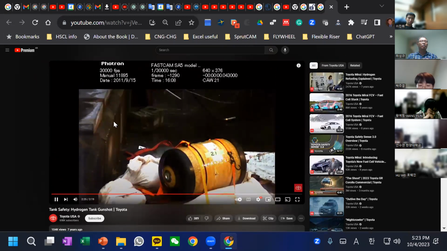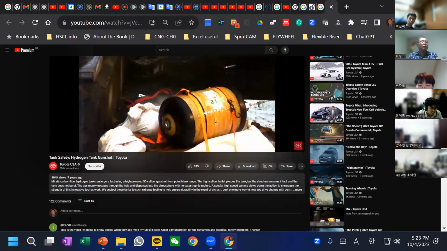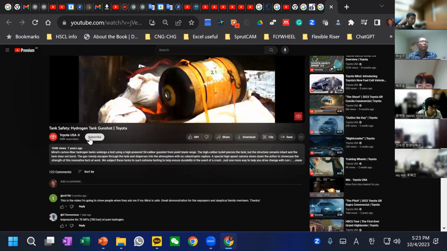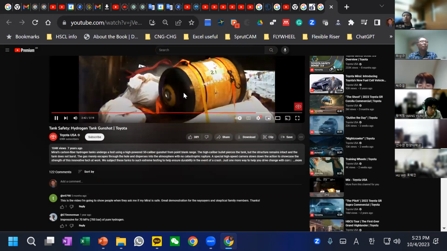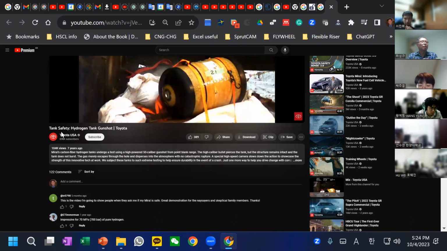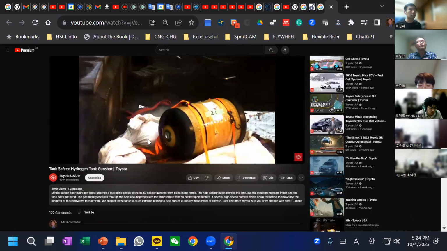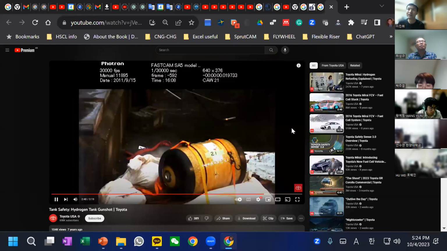But this one is just Toyota. This is their hydrogen tank. And again in the United States, they have to demonstrate this kind of bullet, hydrogen tank gunshot. This is just a test.